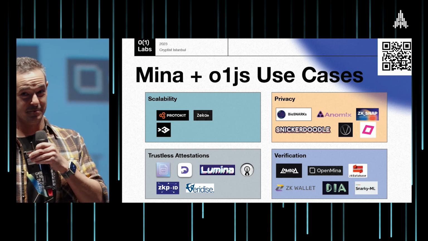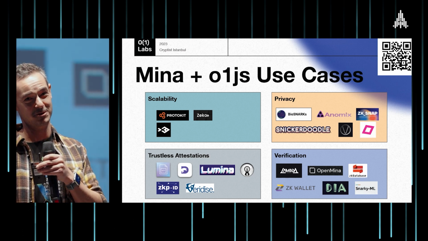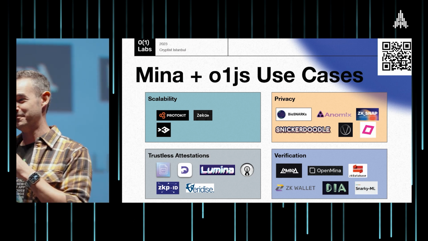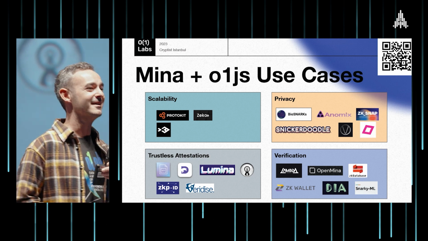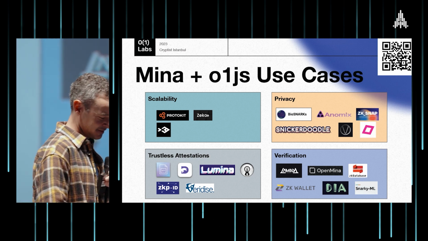Veridis is working on a proof of liability solution. So this became a huge issue, right, with FTX failing. Many people talked about proof of assets, but without the liabilities, this doesn't actually mean anything. So that's what Veridis is building.